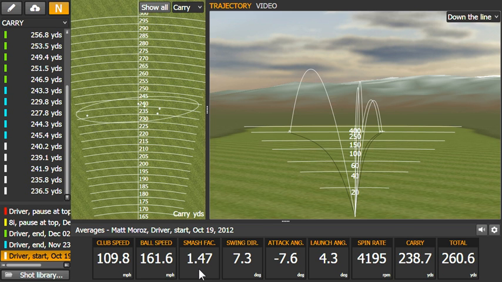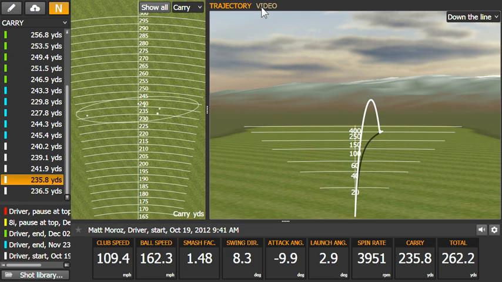So we have smash factor of 1.47, which is pretty good. Swing direction 7.3. Now this player is a left-handed player, so that swing direction is 7.3 degrees to the right. Angle of attack is 7.6 degrees down, so very steep with the driver. When we look at the launch angle, it's very low at 4.3, and the spin is very high at 4,200 RPMs. So let's take a look at the swing here and see what's causing some of these numbers.